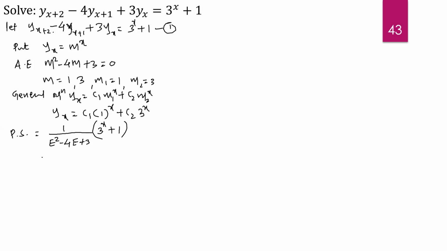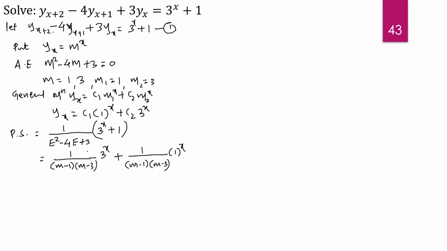It can be written as 1 upon E minus 1, E minus 3, which is multiplied to the first term plus multiplied to the second term. The second term is simply 1, 1 upon E minus 1, E minus 3. Whenever 1 is there, a constant term is there, then we write 1 raised to x. Okay. Now see here what happened.